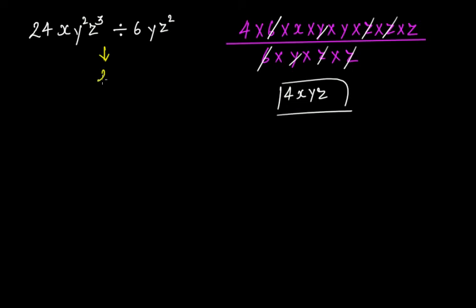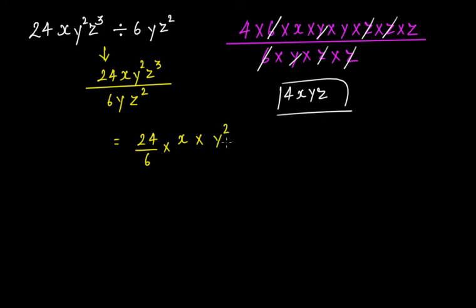So this is 24xy squared z cubed divided by 6yz squared. Let's solve it by 24 by 6 multiplied by x. You don't have any x in the denominator, so leave it simply as x, multiplied by y squared by y, multiplied by z cubed by z squared. Basically this x means that it's x by 1.